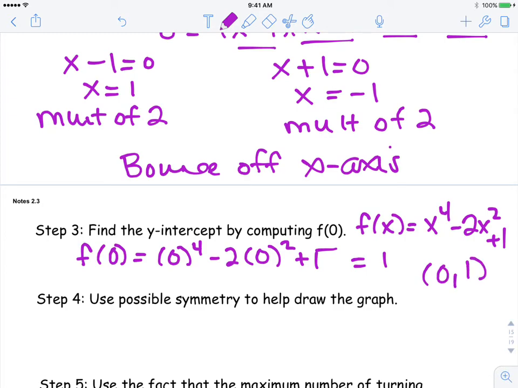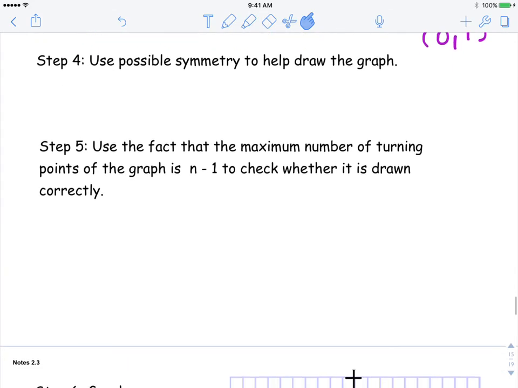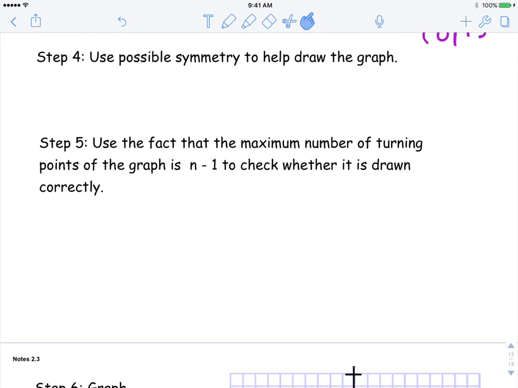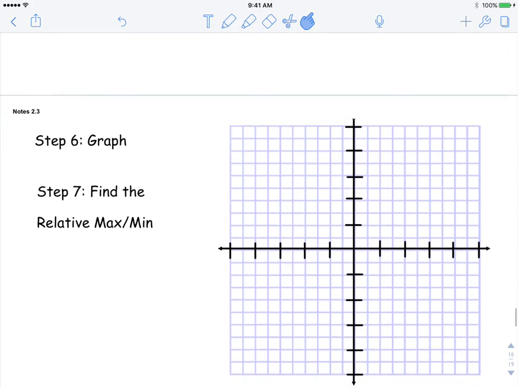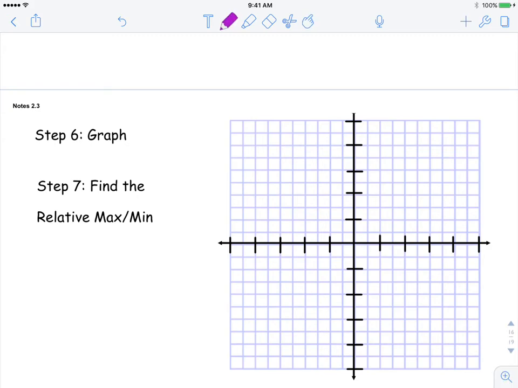I do also need to identify those x-intercepts as ordered pairs. So this is over 1, up 0, and -1, up 0. Use possible symmetry to help you graph. We're going to bypass that for right now. Use the fact that the maximum number of turning points is n-1. We're going to skip that, and we're going to move on to just graphing it.